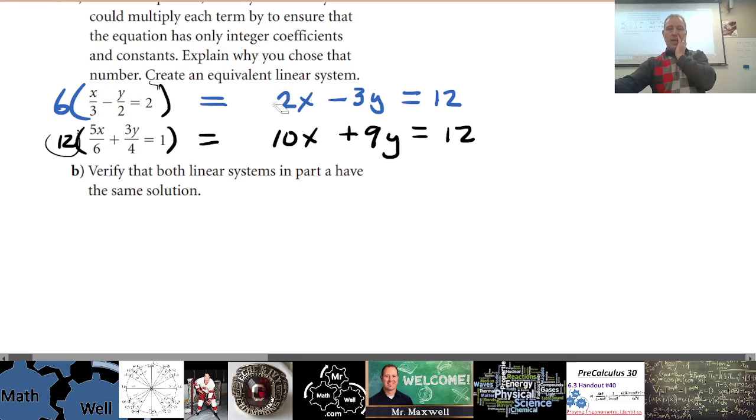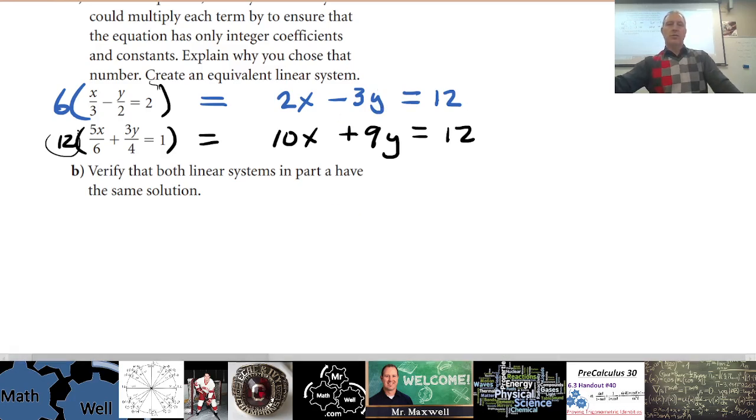Like the 2x here, I could solve for x maybe and then substitute that. And I could solve for y. Usually it's a good idea to solve for y, but you don't always have to. Let's solve for y, because usually solving for y is a good idea. So I'm going to solve for y in the first one.